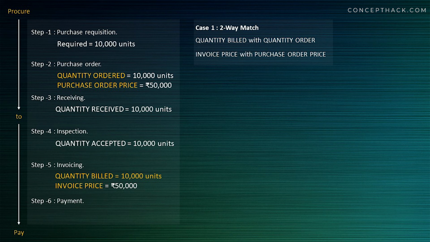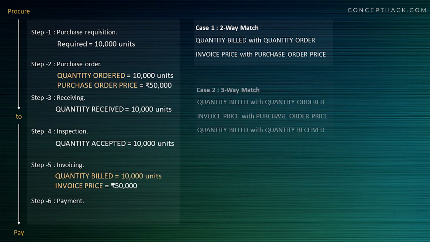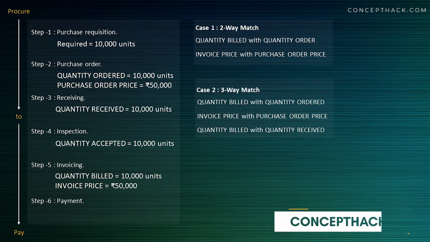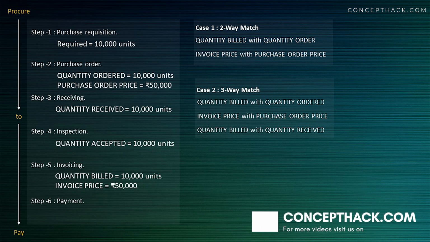Now let us see the second case, where the company has selected three-way matching. In this case, we will compare quantity billed with quantity ordered, invoice price with purchase order price, and quantity billed with quantity received. If you focus, you will realize that the first two are exactly the same as two-way matching. They are not changing. The third one which is coming into the picture is quantity billed with quantity received.